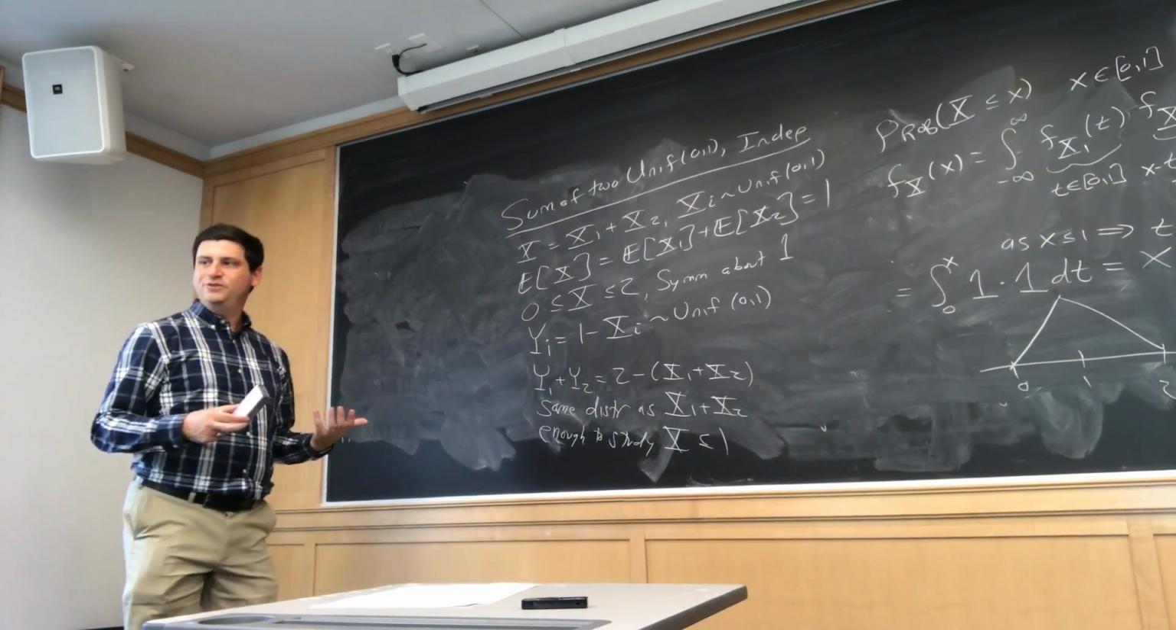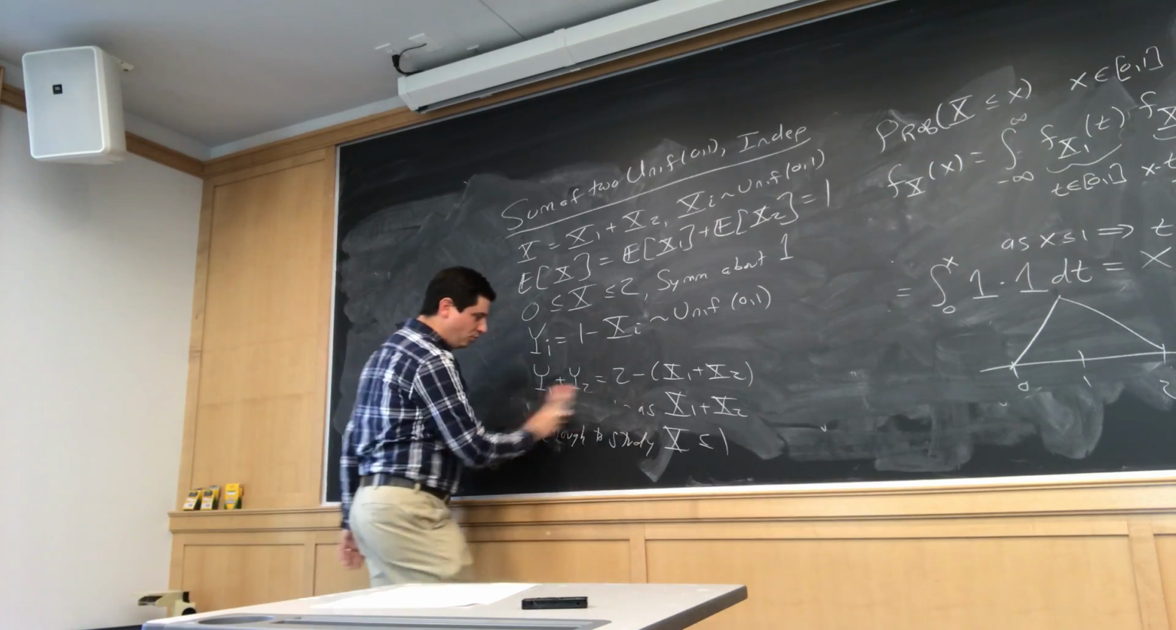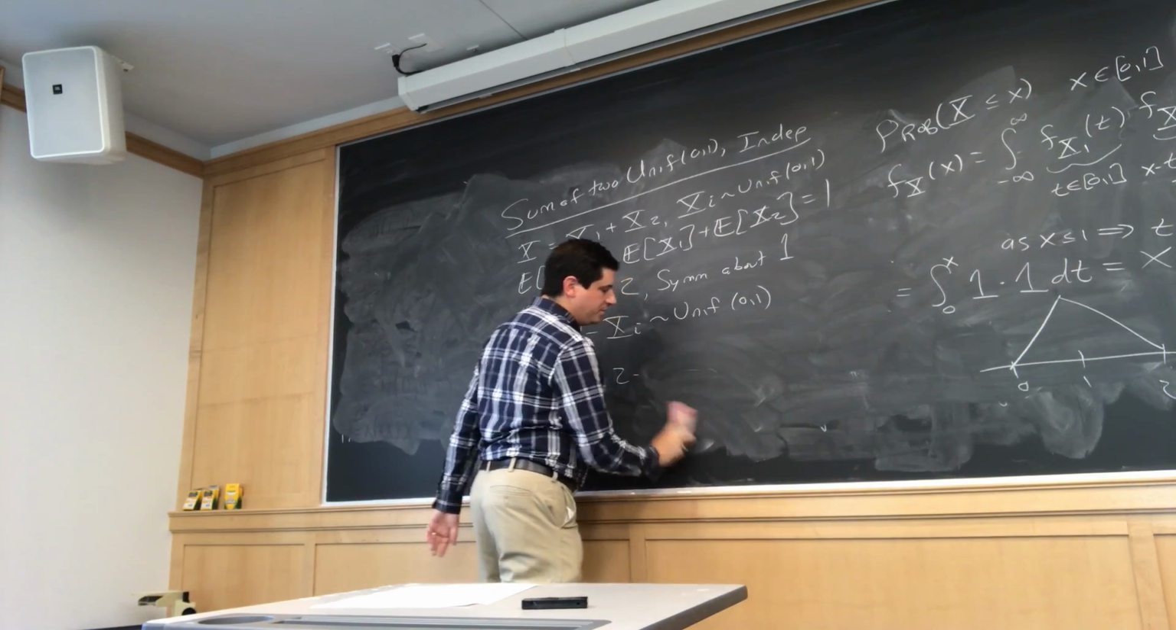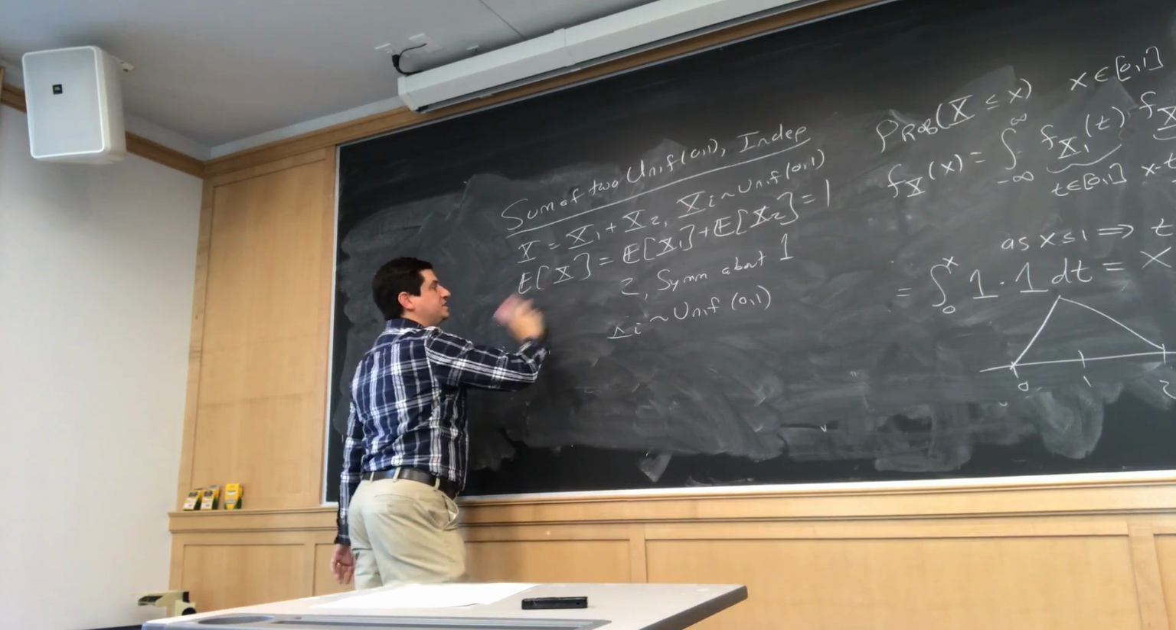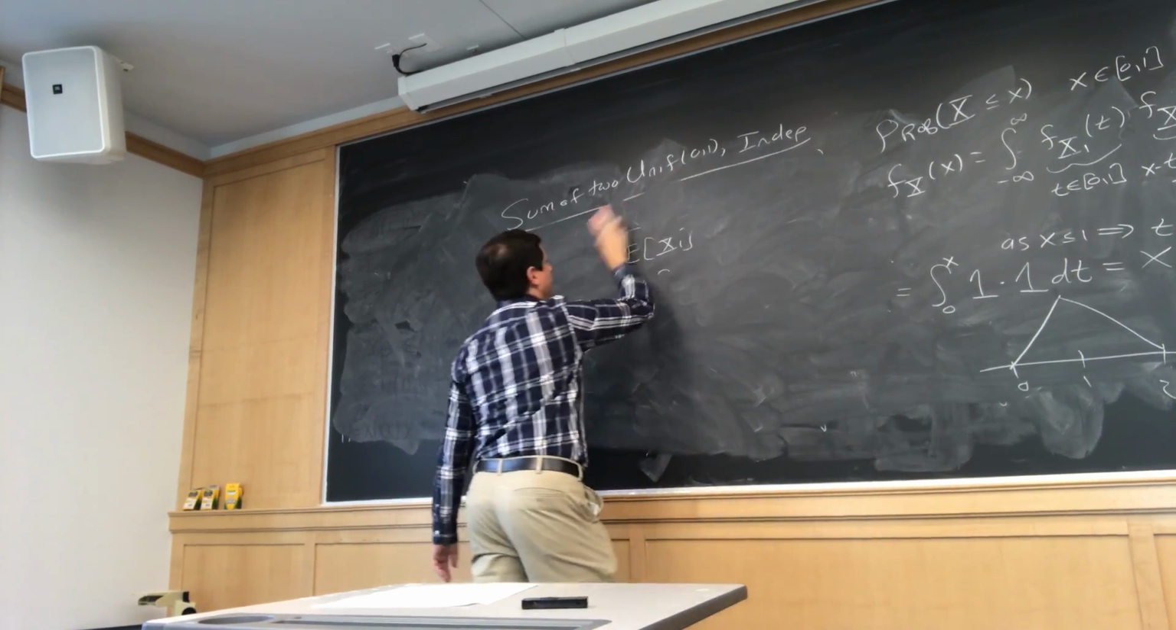Anybody know what you get if you do normal plus normal? Normal plus normal is normal. This is an example of a stable distribution. It means the shape doesn't change.